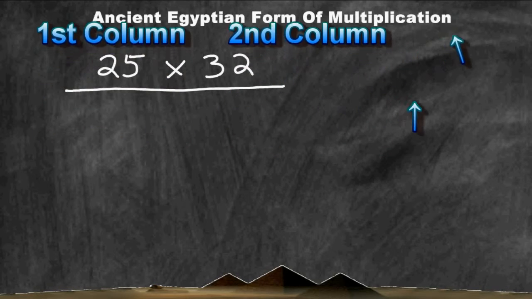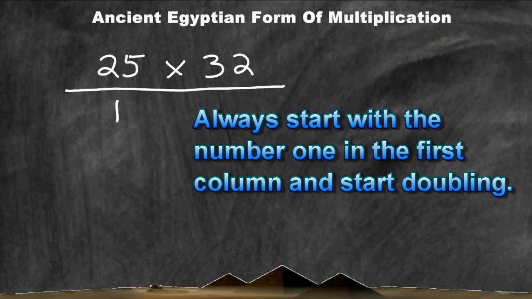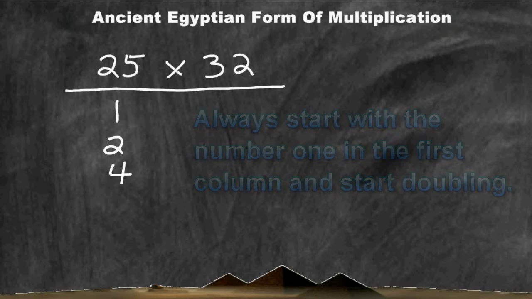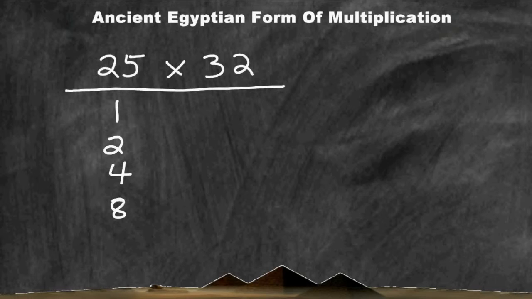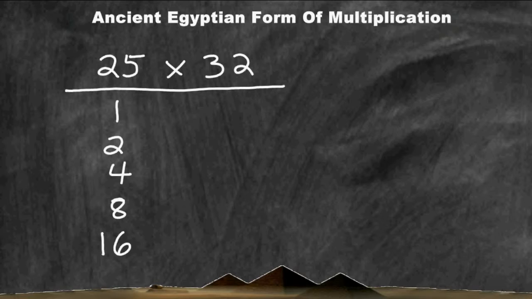Underneath the first column, you always write the number 1, regardless of the number that is at the top of the column. After writing the number 1, you always double the number 1, and you always get the number 2. And then you double the number 2, which is 4, and then you double 4, which is 8, and you double 8, which is 16. You must stop doubling when you know that the next number would exceed the value at the top of your column. In this case, the number at the top of our column is 25, so we may not exceed the number 25.